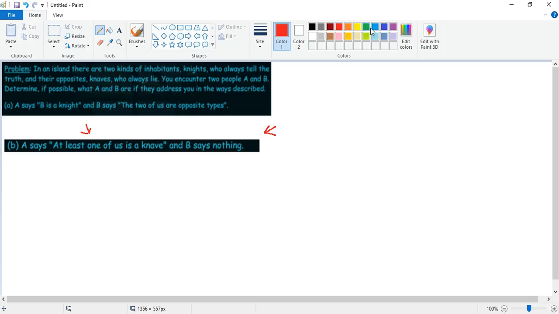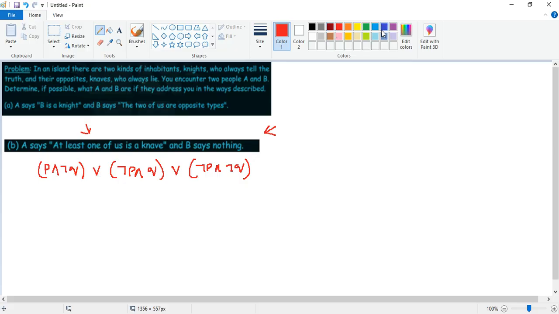I can say A is a P. So what does this mean? It means at least one of us is a knave, which means if A is a knight, then P has to be a knave, right? So it satisfies the condition that at least one of us is a knave. Or it can be that A is a knave and Q is a knight, so again at least one of the people is a knave. Or it can be that both are knaves. So this is what A is actually saying.